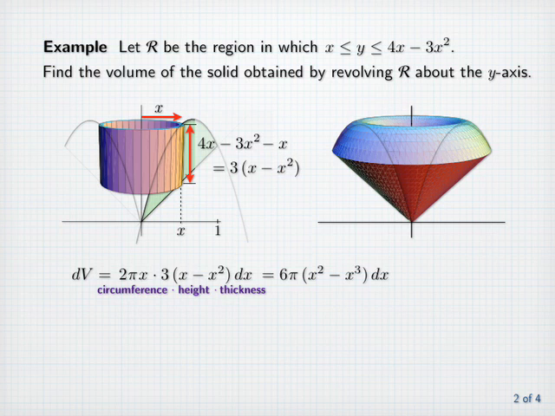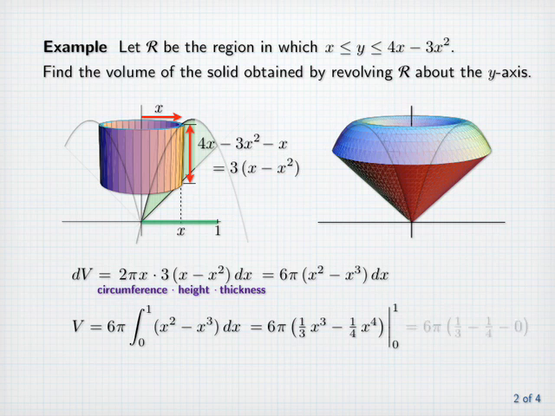So the volume of the solid will be the integral from 0 to 1 of 6 pi times x squared minus x cubed. Now we antidifferentiate and evaluate between 0 and 1, obtaining 6 pi times 1/3 minus 1/4 minus 0, which equals 6 pi times 1/12, or pi over 2.